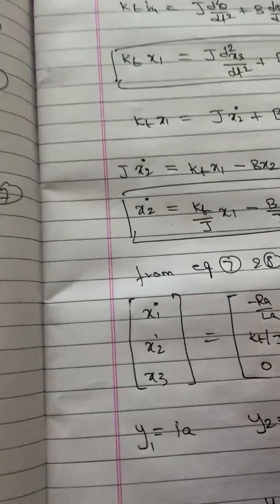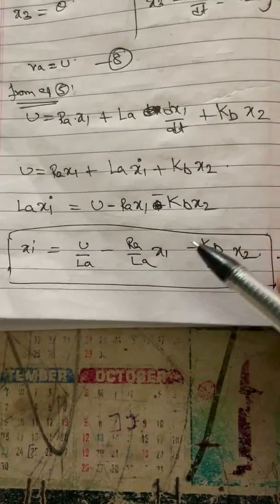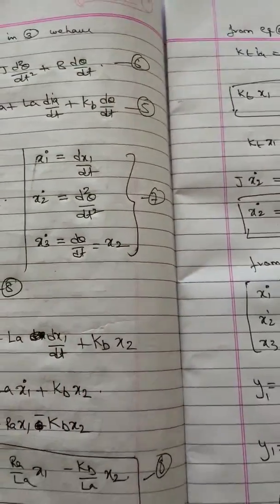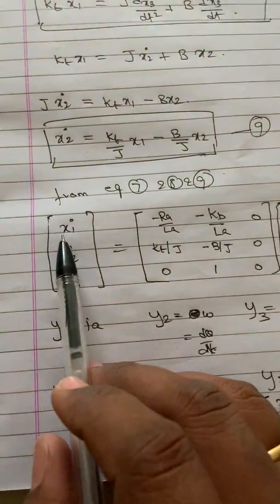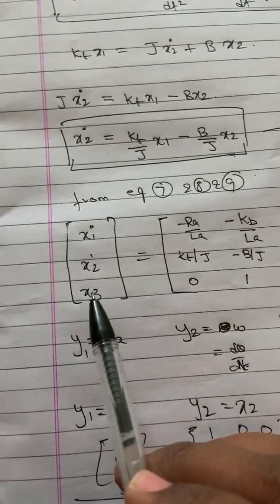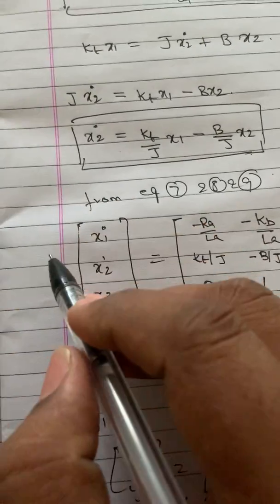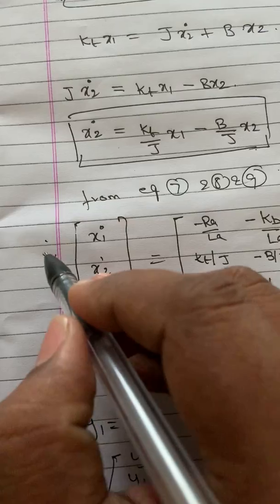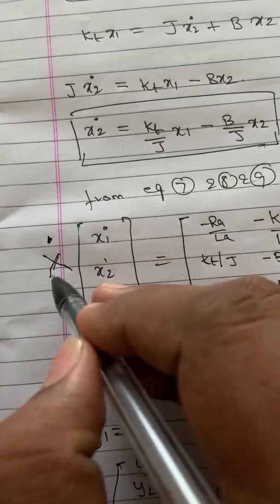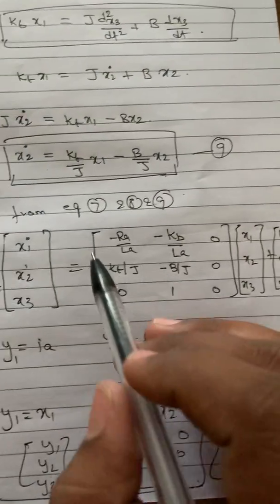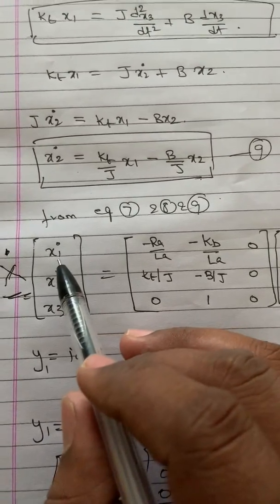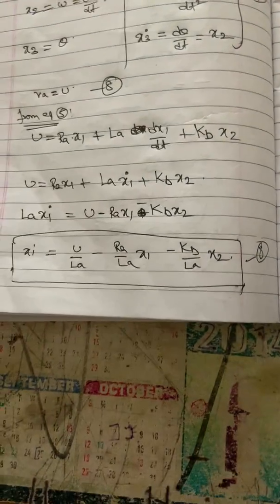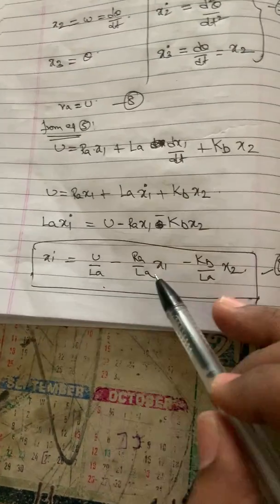So we have three equations: x1 dot in terms of x1, x2 and input, x2 dot in terms of x1 and x2, and x3 dot. Combining these three equations and representing them in matrix form, x dot is equal to the coefficient of the first equation corresponding to x1. This is the input and this is the dynamics.